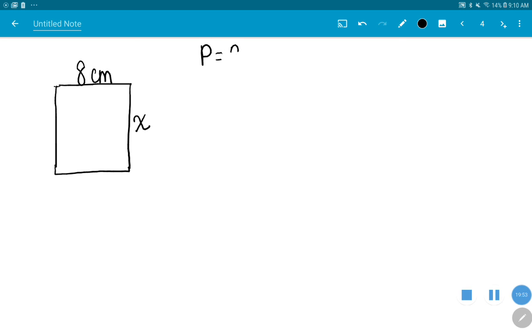And the perimeter is 28 centimeters. How can we solve for the missing side? I know the length is 8 centimeters. I know the perimeter is 28 centimeters, but I don't know the width. I'm going to use one of our perimeter formulas.